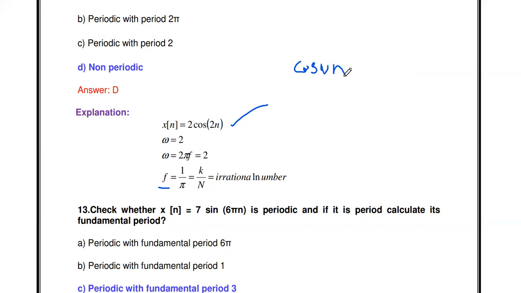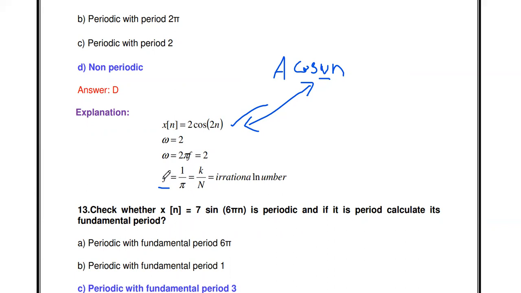So you just compare this 2 cos 2n with A cos omega n. If you compare these two equations, in the place of omega, 2 is available. We want only the frequency term, the amplitude is not needed. So omega equal to 2. Omega is nothing but 2 pi f. So 2 pi f is equal to 2, so from that f is equal to 1 by pi.